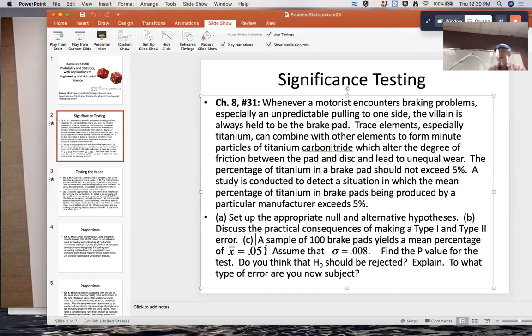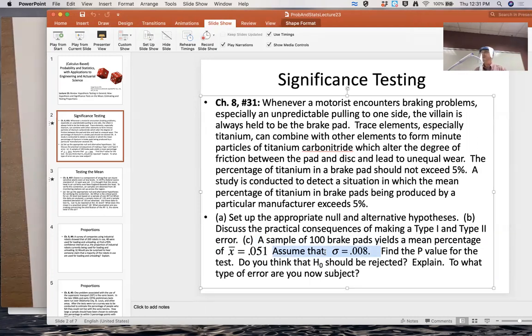Part C, a sample of 100 brake pads yields a mean percentage of X bar equals 0.051. Just barely bigger than 0.05. I mean, that's such a small difference from 0.05. You might say even if we reject the null, it's hardly worth rejecting the null. We're assuming the population standard deviation is 0.008.